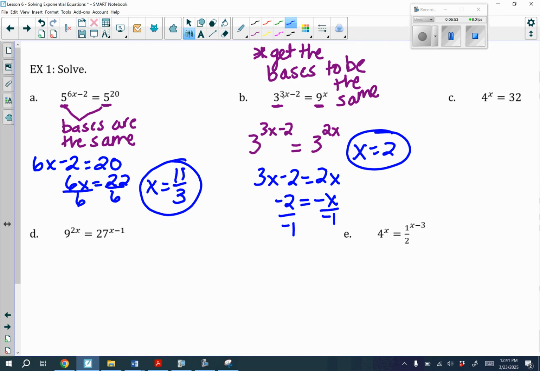Okay, let's try one more problem together. Let's look at 4 to the x equals 32. Now here, notice that on B, we just changed one of the bases, okay? Sometimes when we are doing these problems, we may have to change both of the bases, okay? So we have 4 to the x equals 32. Of course, 4 and 32 are not the same. We've got to get them to be exactly the same. So what we may have to do is change both of these to be the same base.